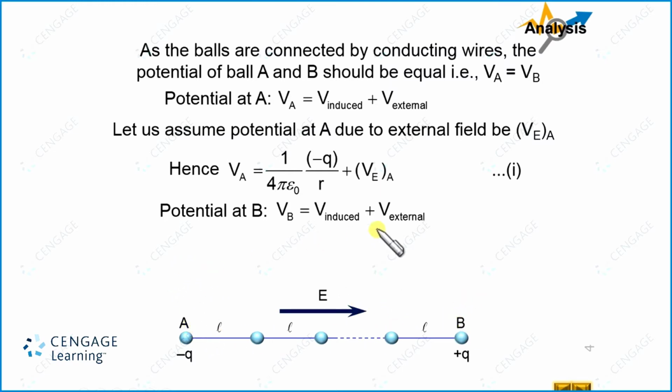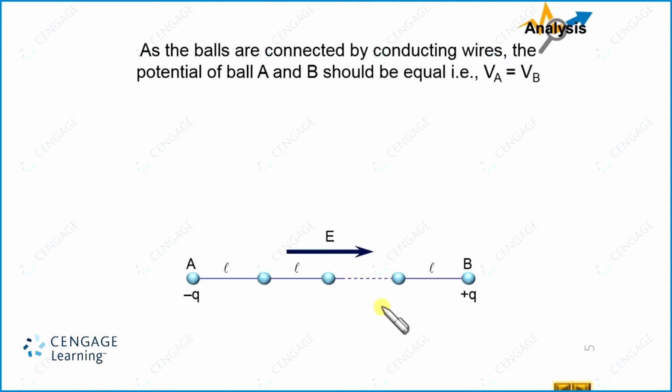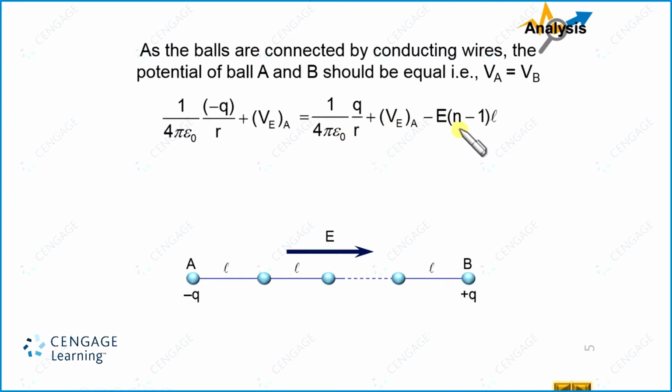So here we can write the potential due to the induced charge equal to 1 upon 4 pi epsilon naught q by r. Instead of minus, it will be positive, and the external factor should be equal to VEA minus E multiplied by (n minus 1) L, this one. Okay. As we discussed, these two potentials should be equal because these are connected bodies. So let us equate the potentials. This is the potential due to A, this is the potential due to B.